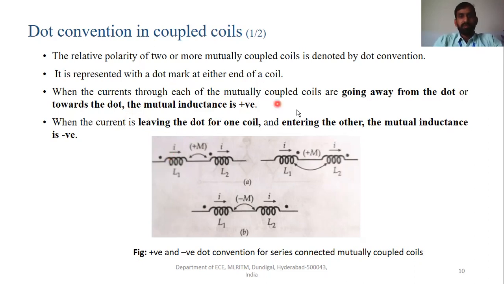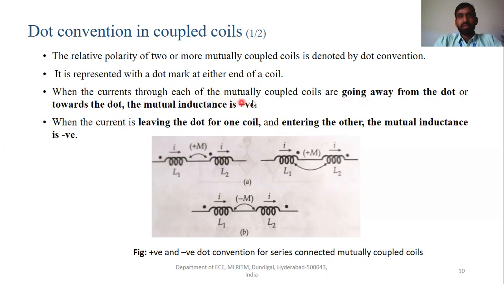So remember, coming to the first point, here the mutual inductance is positive, that means it is plus M. Why is it plus M here? You can look here, the current is leaving the dot in the case of coil 1, and here also the current I is leaving the dot in the case of coil 2.